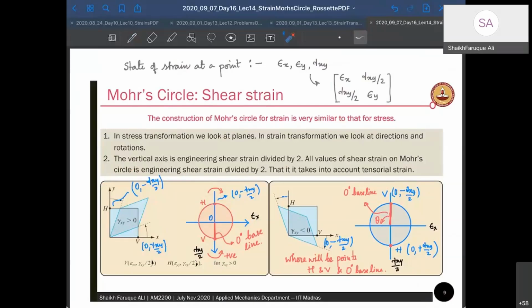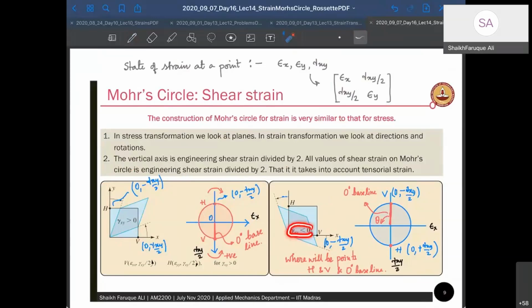So this point you can see is the upper H point. It's 0 comma minus gamma xy by 2, which you know that if this makes an angle 90 degree, this makes an angle 180 degree anticlockwise. So that's your point H. Is that clear? Same thing has been drawn here with a negative shear strain.